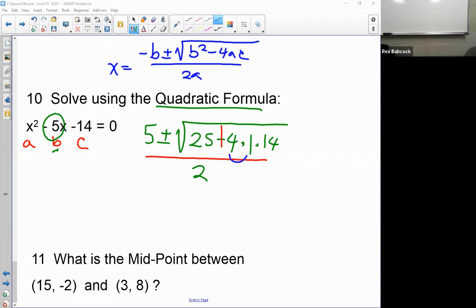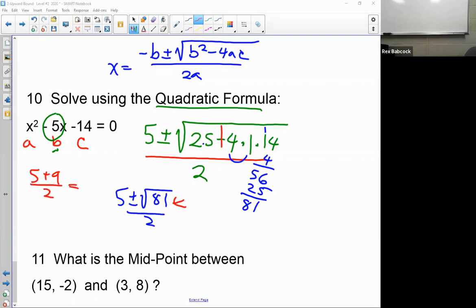4 times 1 is 4. 4 times 14, 4 times 4 is 16, carry my 1, 56, plus 25 is 81, so I have 5 plus or minus the square root of 81 over 2. Well, 81 is a perfect square, so I have 2 answers, 5 plus 9 over 2, and 5 minus 9 over 2. If you use the plus, 14 over 2 is 7. If you use the minus, negative 4 over 2 is negative 2. Both answers work in that quadratic.